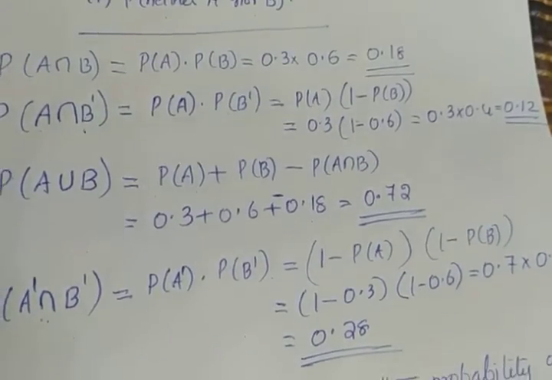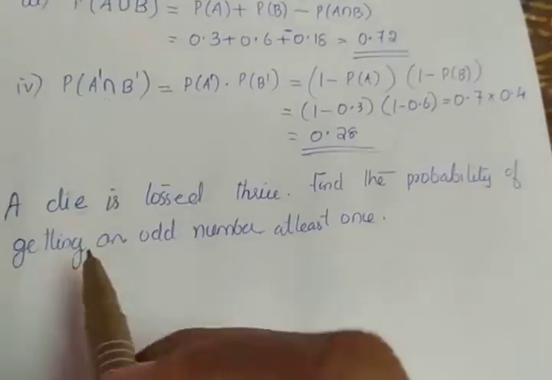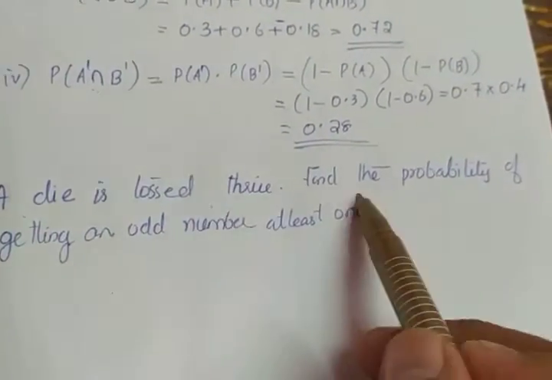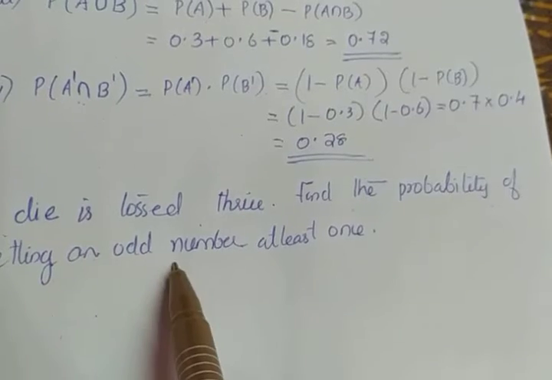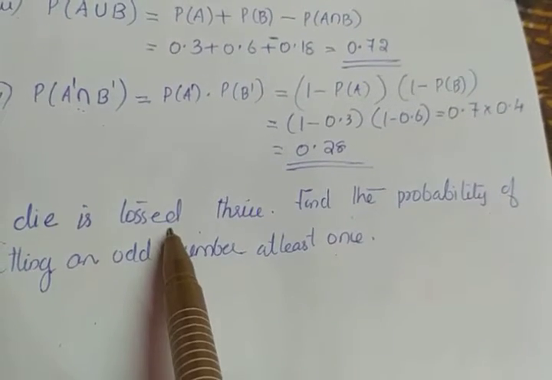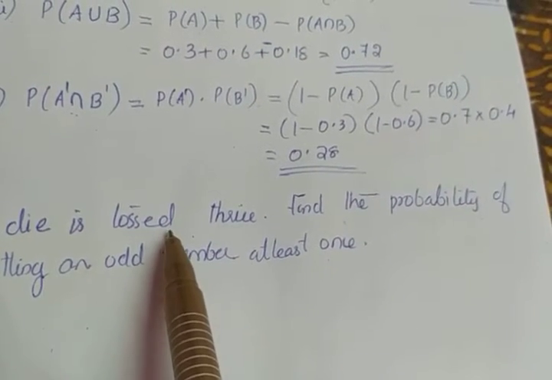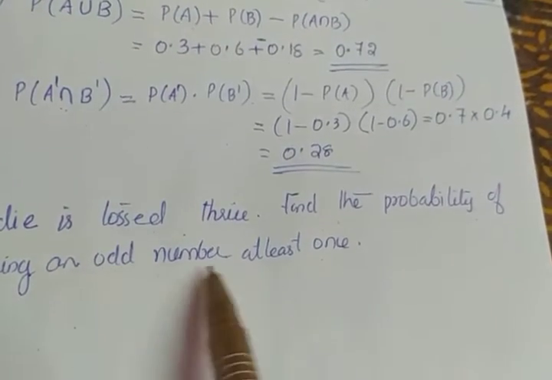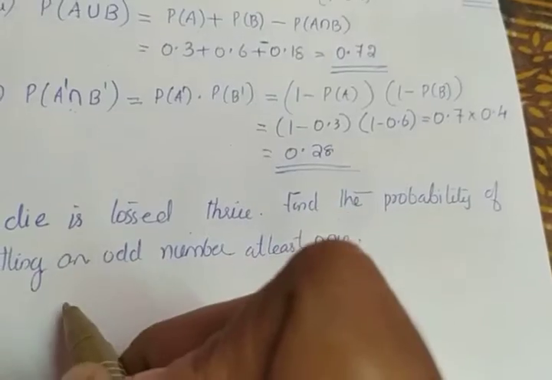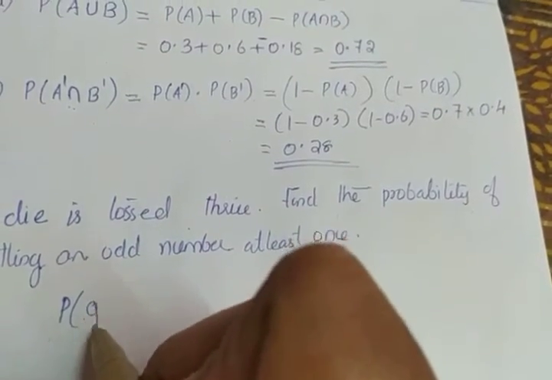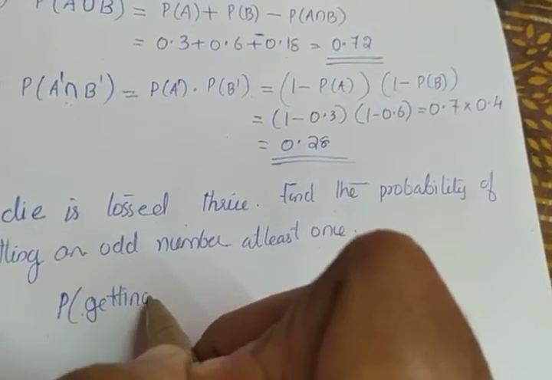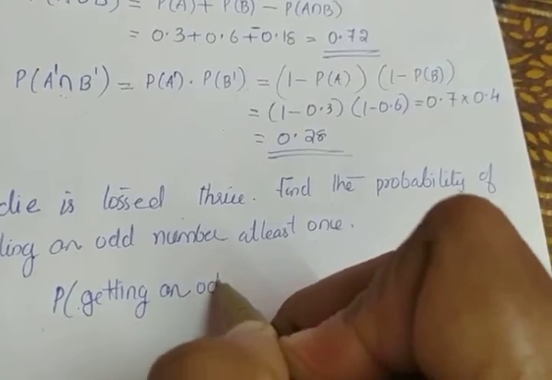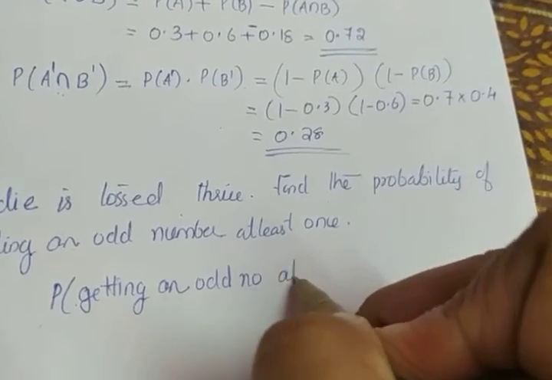Okay. Moving to the next one. A die is tossed thrice. Find the probability of getting an odd number at least once. The die is tossed 3 times, and we have to find the probability of getting an odd number at least once.